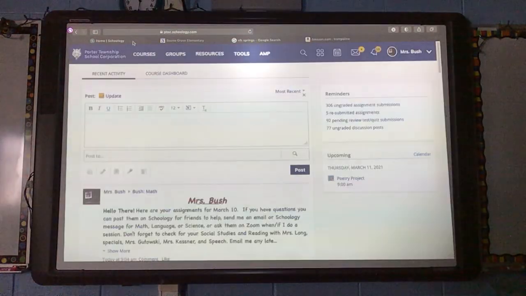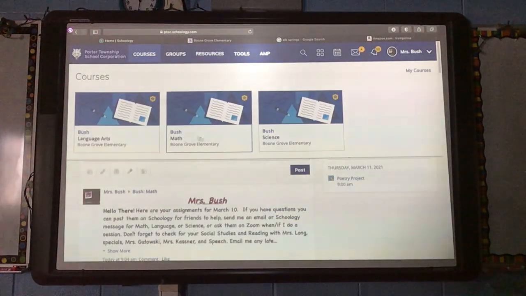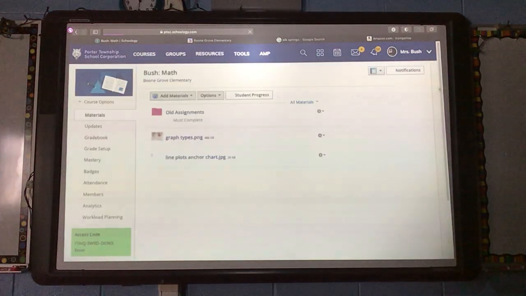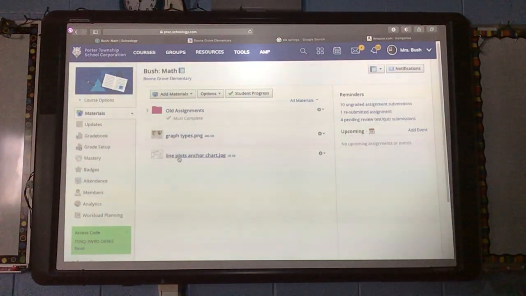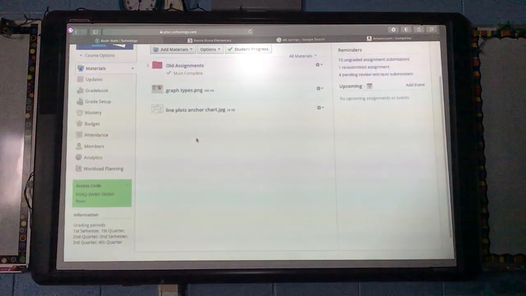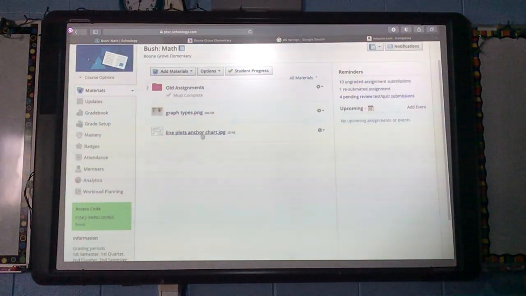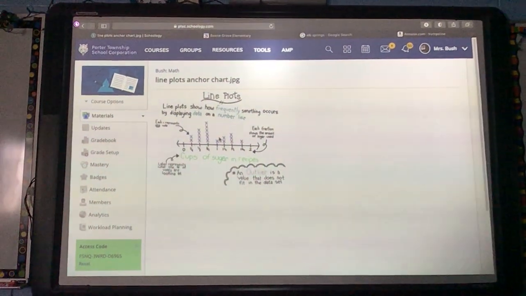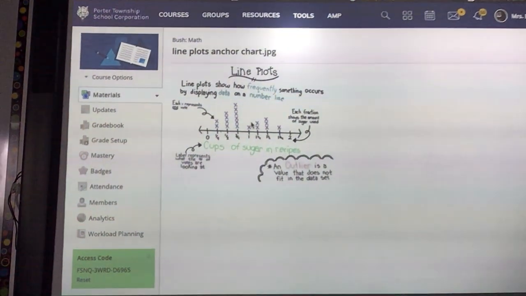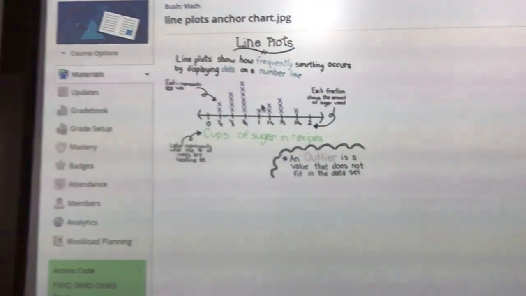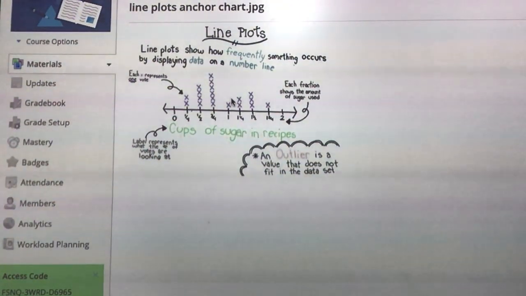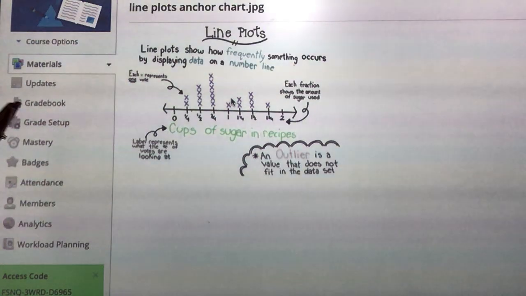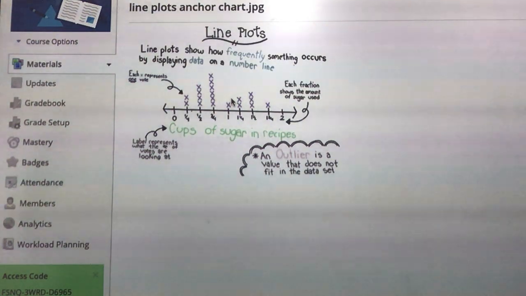And our line plot practice is going to be on math courses for Schoology. And I want you to save this line plot anchor chart. So again, if you're having some questions on your homework, and you can't remember everything about line plots, this is a nice chart that tells us that line plots show how frequently something occurs by displaying data on a number line.